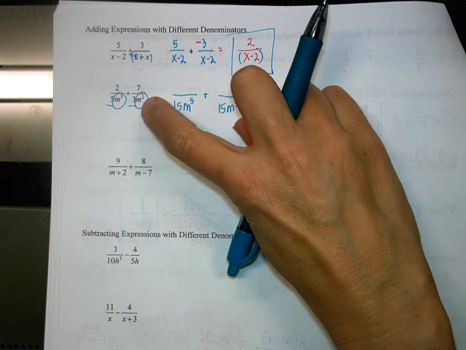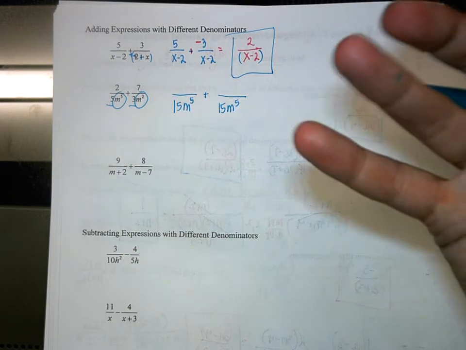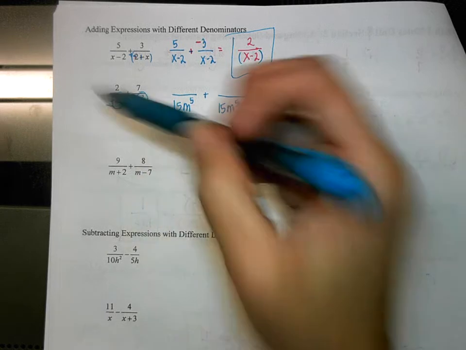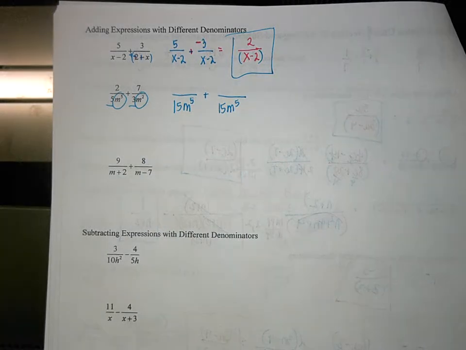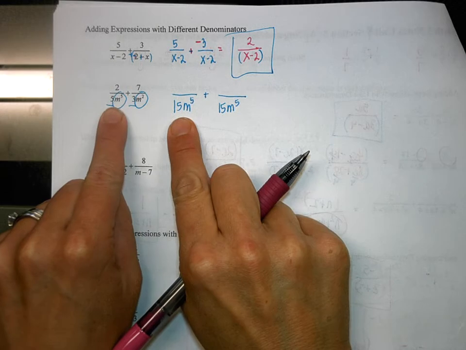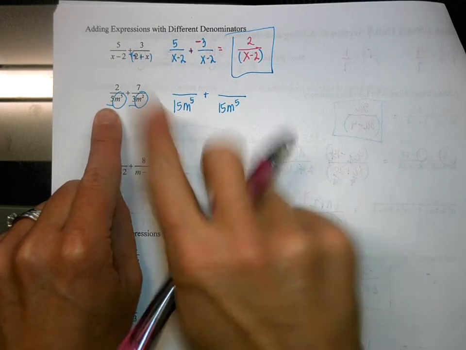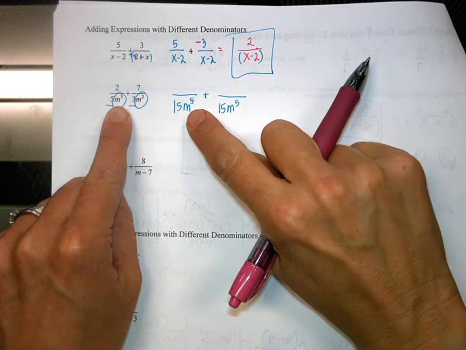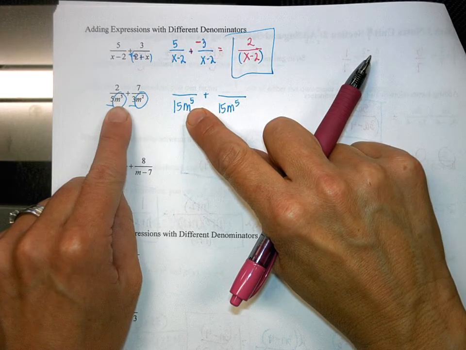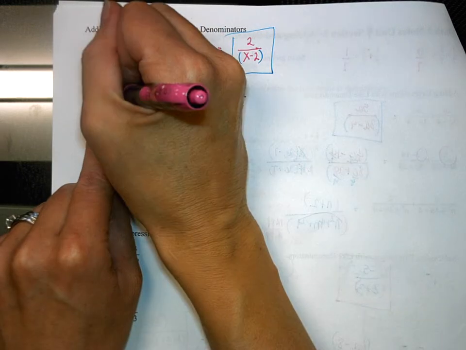Because if I multiply this by m to the 3rd, you add exponents and you end up with 5. Okay? So now that I have my common denominators, I now need to figure out, well, what would I multiply 5 by in order to get 15? 3. And then do you see how this is already m to the 5th? I don't need to multiply by any m's. So all I need to do is multiply by a 3.